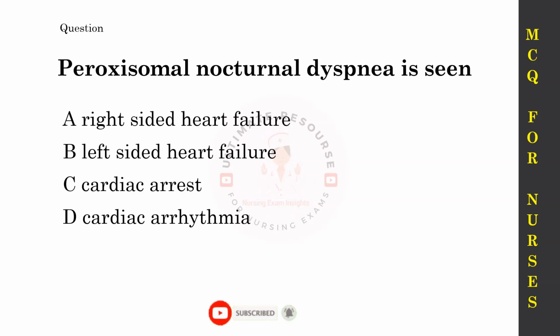Paroxysmal nocturnal dyspnea is seen in A. Right-sided heart failure, B. Left-sided heart failure, C. Cardiac arrest, D. Cardiac arrhythmia. The answer is B. Left-sided heart failure.